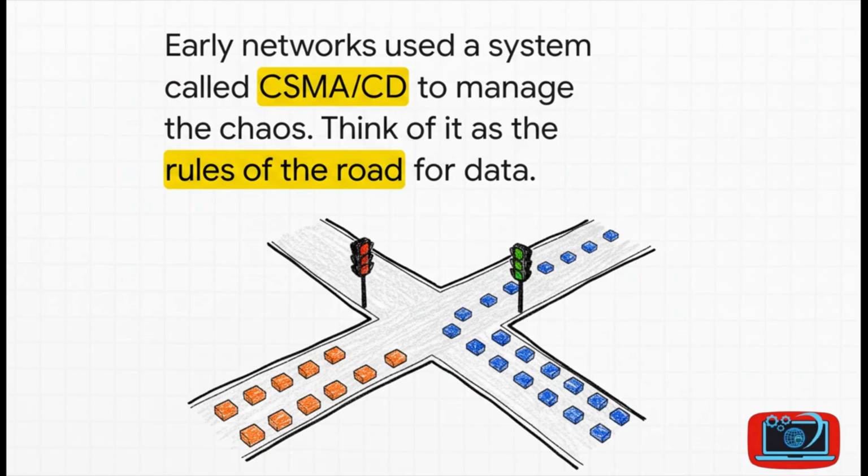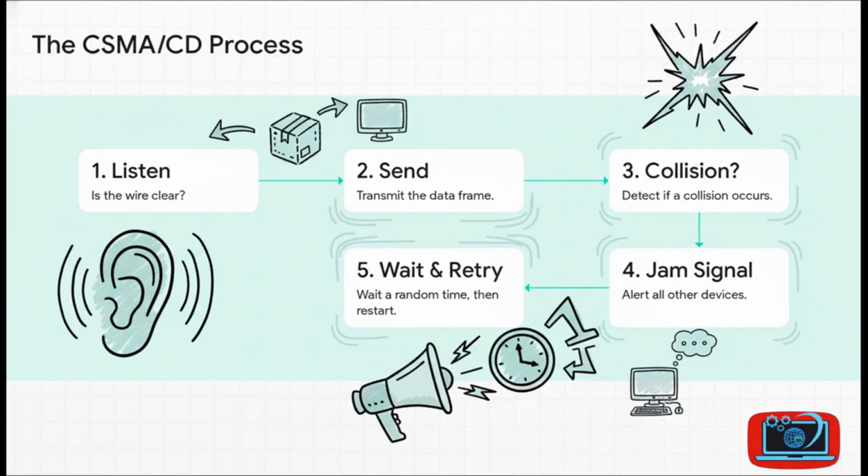To deal with these constant collisions on those old hub-based networks, engineers came up with a set of politeness rules for all the devices sharing the same wire. It's a protocol with a real mouthful of a name: Carrier Sense Multiple Access with Collision Detection, or CSMA/CD for short. And this slide just lays out the whole chaotic process perfectly. A computer would first listen to the line to see if it was clear. If it heard silence, it would start sending. But of course, if another device started sending at the same time, bam, a collision. Both devices would then send out a jam signal to let everyone know there was a crash. Then they'd each wait a random amount of time and try the whole thing over again. It was all about listening, shouting, and then just hoping for the best.